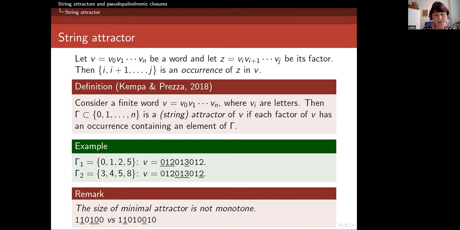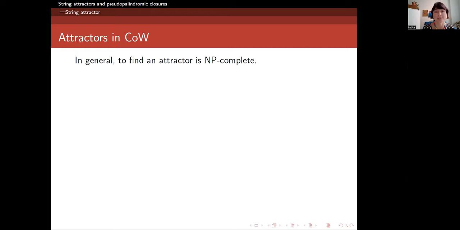1, 0, 1, 0 is here again, and then 0, 1, 0, this factor is here again, so again it crosses the attractor. So now, after these simple observations, let me summarize what is known about attractors in combinatorics on words. So first of all, in general, it's difficult to find an attractor of random words. It's known to be an NP-complete problem.